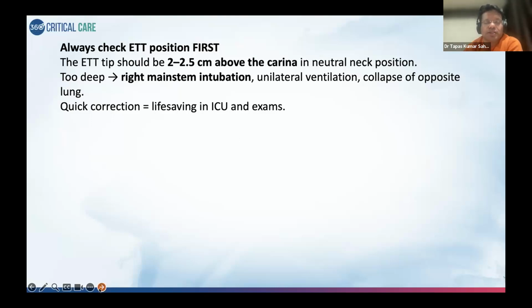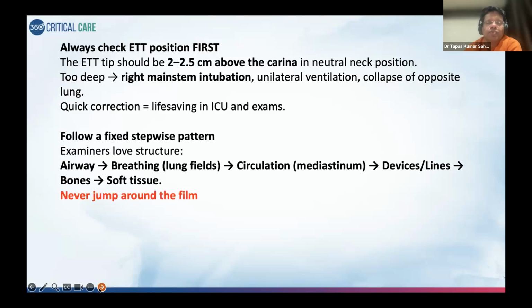Don't always just tell about the problem. In the examination, they also want the corrective measures. Now, follow a fixed stepwise pattern. Examiners always love structure. Airway, breathing, where breathing is the lung field. Circulation is the mediastinum. Then devices or lines, then bones, then soft tissue. Never jump around the field.